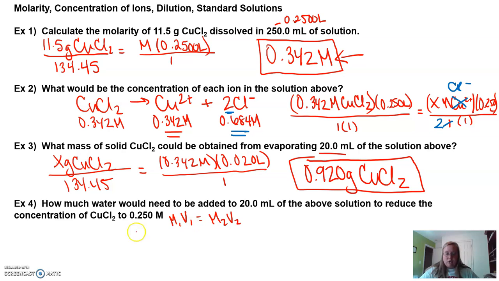And so before the dilution, the molarity of the solution was 0.342. And the volume, it says here, how much would we need to be added to the 20 milliliters? So we're using 20 milliliters. Now, mathematically speaking, it's not going to matter if you use milliliters on both sides or liters on both sides because they cancel out in the end. But just to stick with consistency with what we're doing and always converting things to liters, I'm going to convert to liters. And so the molarity that we're trying to get to is 0.25.